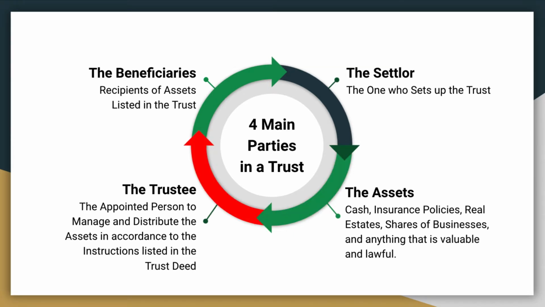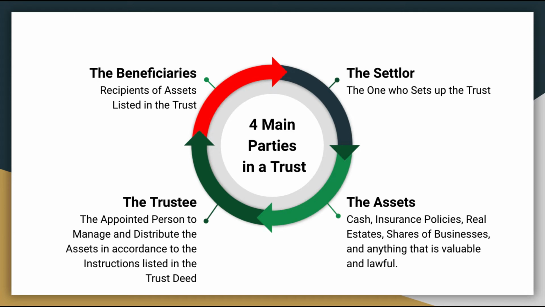Then we have number 3, the trustee. So the trustee is the appointed person to manage and distribute the assets in accordance to the instructions set out by the settlor in his trust deed. And finally, we have number 4, the beneficiaries. So these are the final recipients listed in the trust, and they are nominated by the settlor himself.